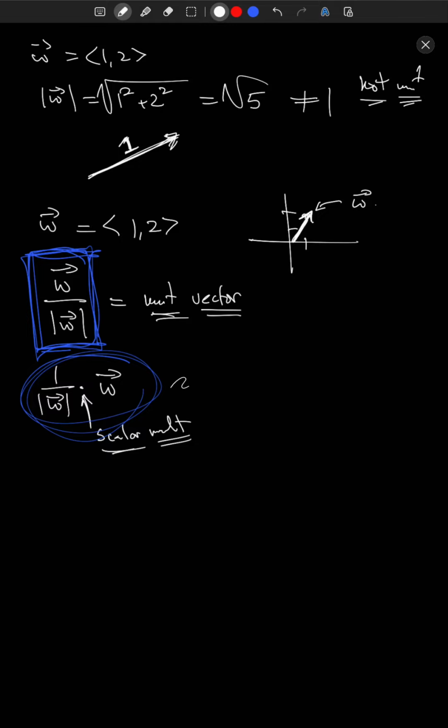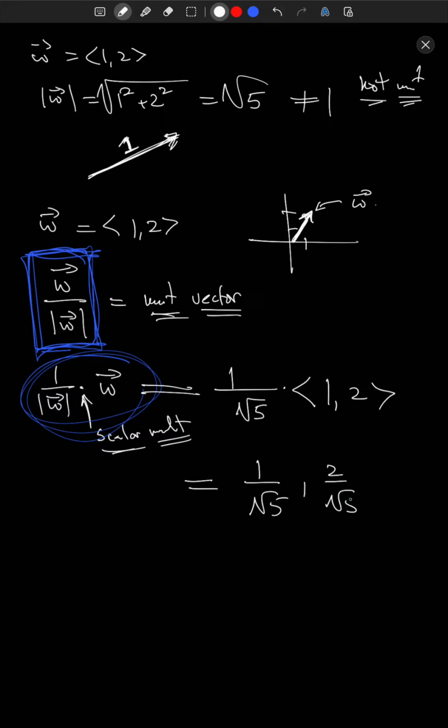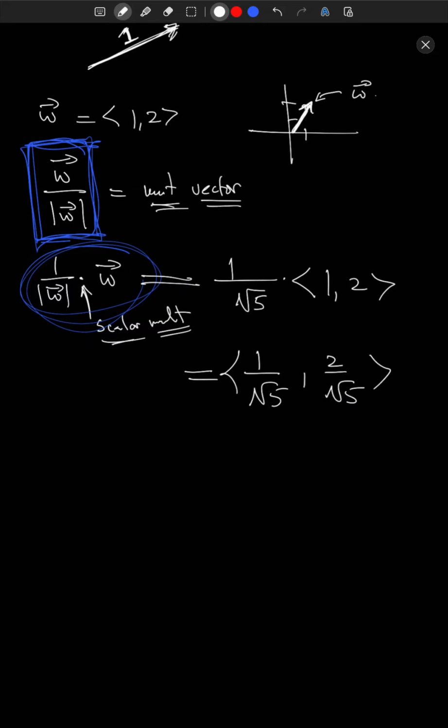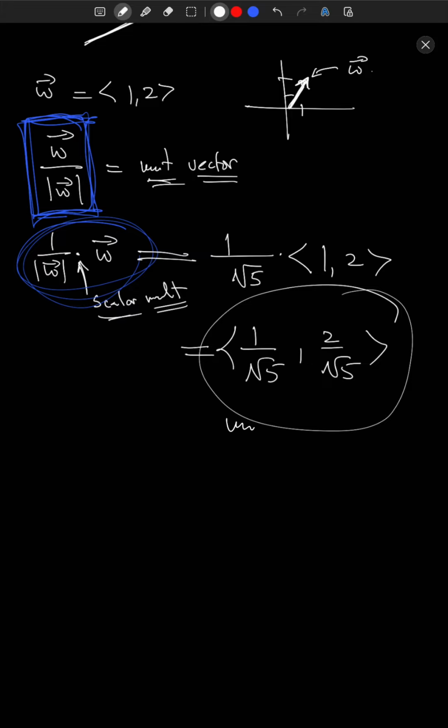Okay, so what is that? Well, that's equal to 1 over the length of w. We've already calculated that. That's root 5. And then we scalar multiply that with 1 comma 2. How do we do that? Well, just regular scalar multiplication. That ends up being 1 over root 5, comma 2 over root 5. Okay. So this here is a unit vector. And very importantly, it's a unit vector that retains the direction of w. All it did was change the length to be length 1, which again, we very, very much like.